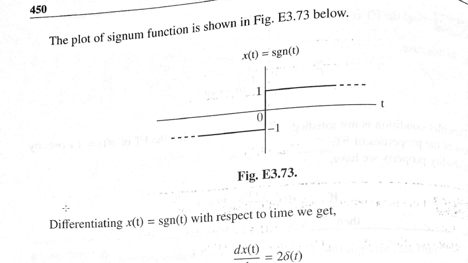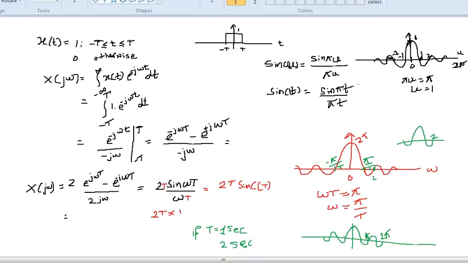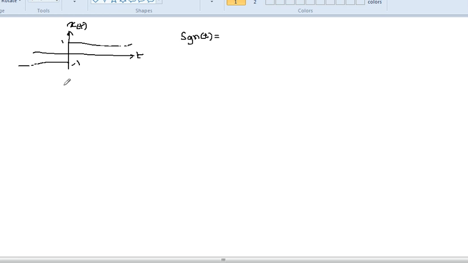Now for this signal, x of t is equal to, so we need to write up the equation. So what is the equation for x of t? So let's write it. Now this signal looks in this fashion, and we need to write the expression for the signal. Let's look at only the positive portion, that is when t is greater than 0. So it is nothing but the u of t signal. So let me write sgn of t is equal to u of t. But it is not entirely u of t because we have this part too.